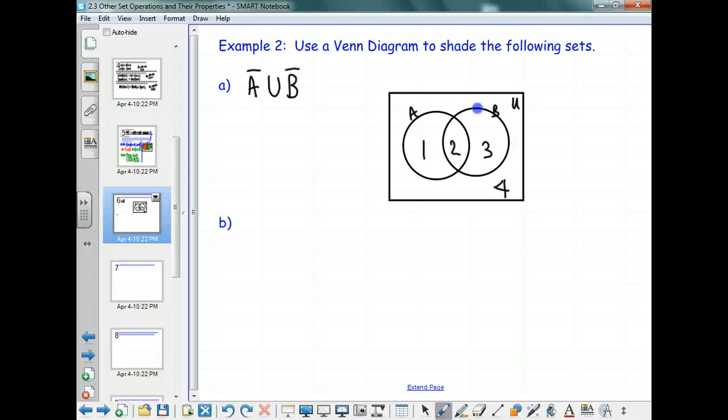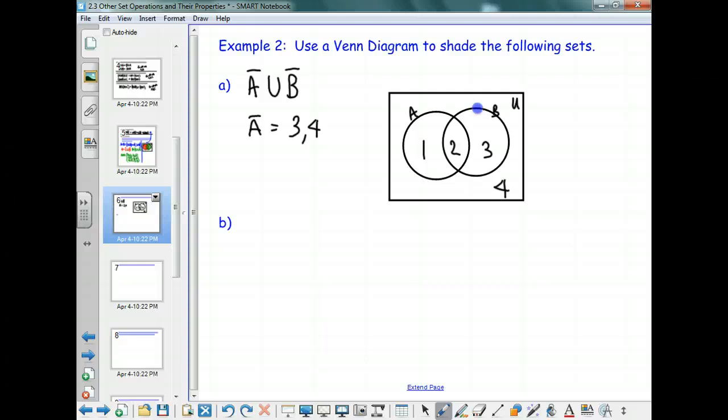What we're going to do next is come over here and put the set down, A complement, and look at our picture and list the numbers that are in A complement. That is, we're going to list the numbers that are not inside of circle A. What numbers are not inside of circle A? 3, 4. So we list them. This is 3 and 4. So A complement, everything outside of circle A, includes region 3 and region 4.